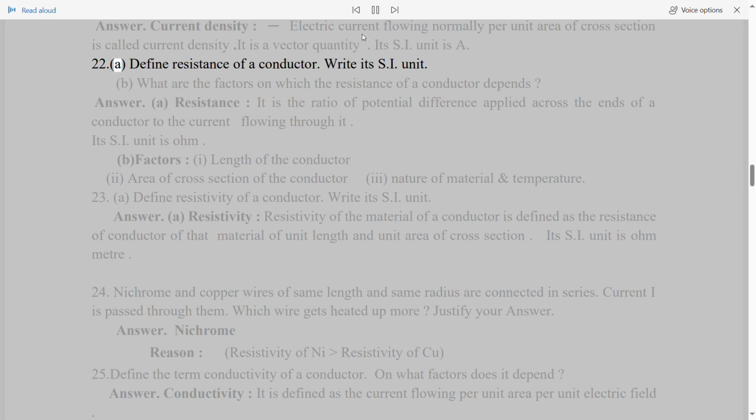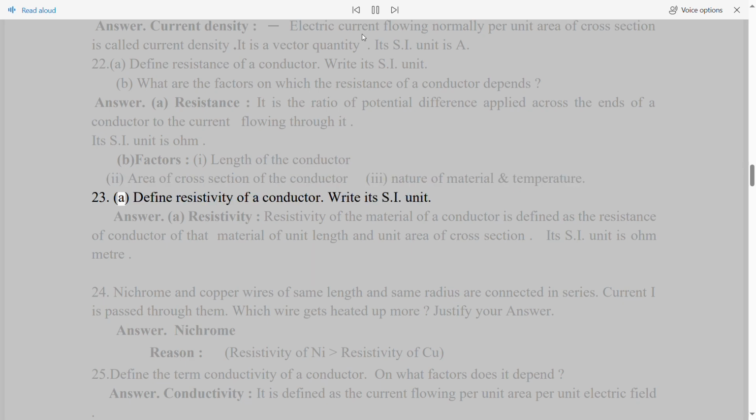22. A. Define resistance of a conductor. Write its SI unit. B. What are the factors on which the resistance of a conductor depends? Answer. A. Resistance. It is the ratio of potential difference applied across the ends of a conductor to the current flowing through it. Its SI unit is ohm. B. Factors: 1. Length of the conductor. 2. Area of cross-section of the conductor. 3. Nature of material and temperature.